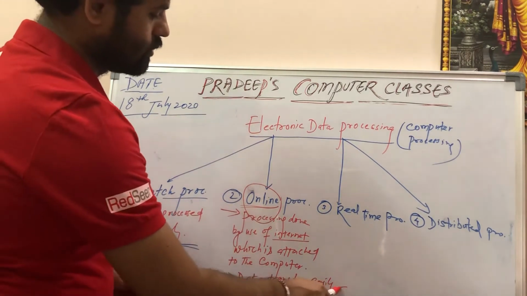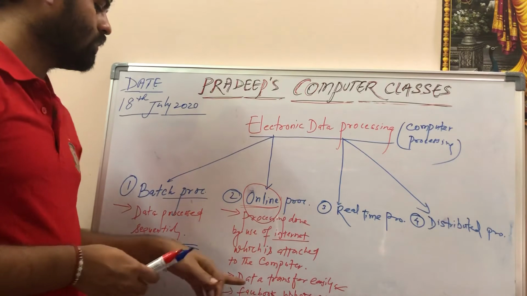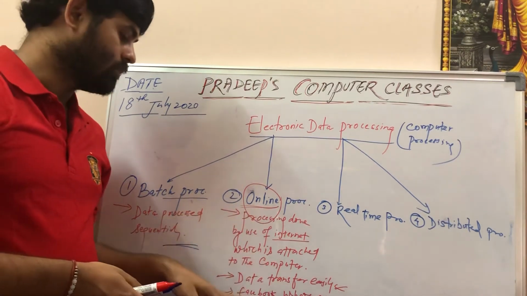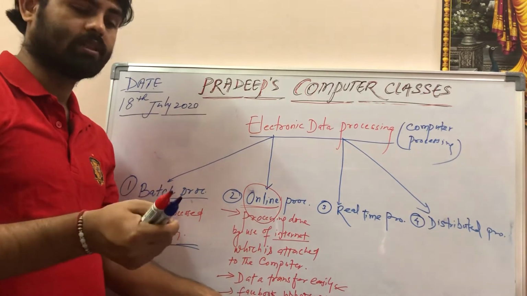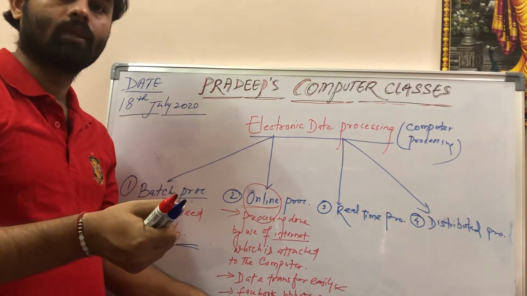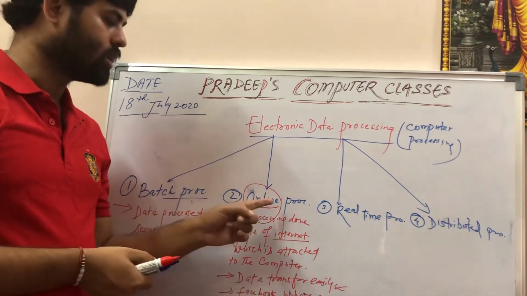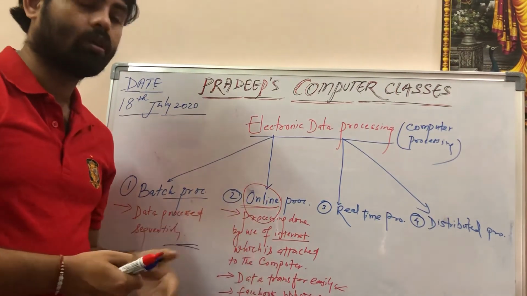There are many more things, not only transfer, but just as an example, you can transfer your data easily. Let us say some example. If you use Facebook, WhatsApp, everything, you are sending some message. That means some online processing is done. So this is an example of online processing.